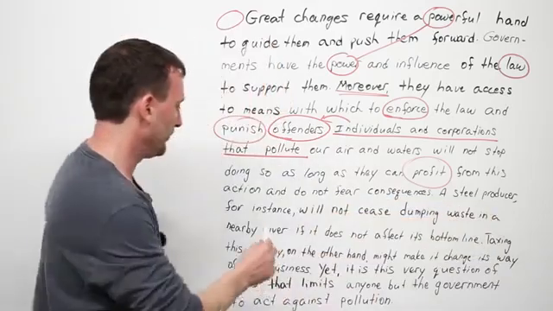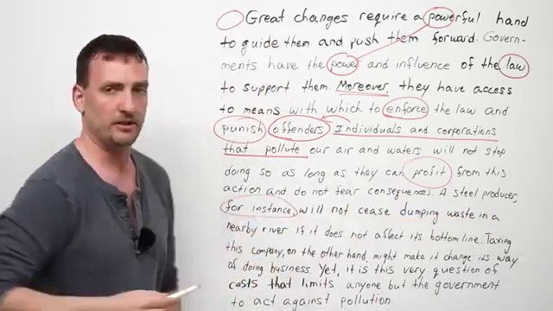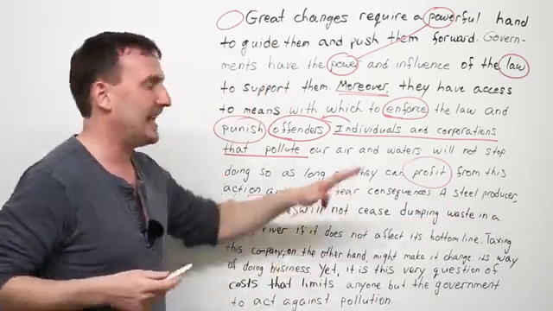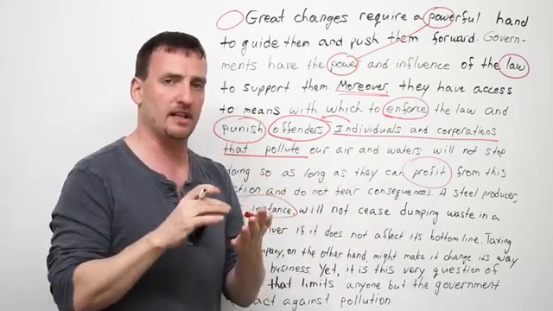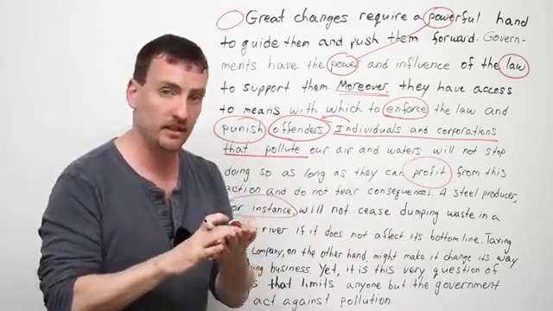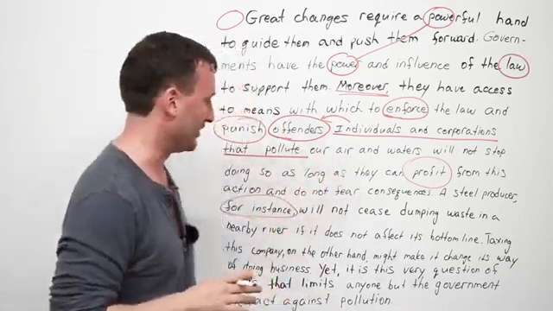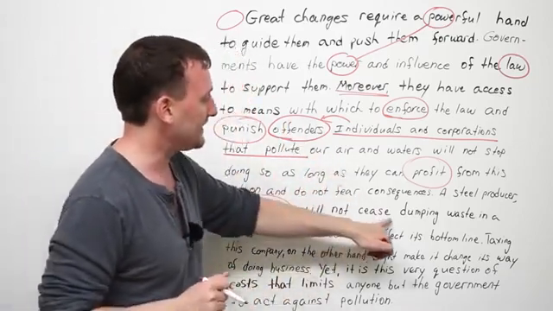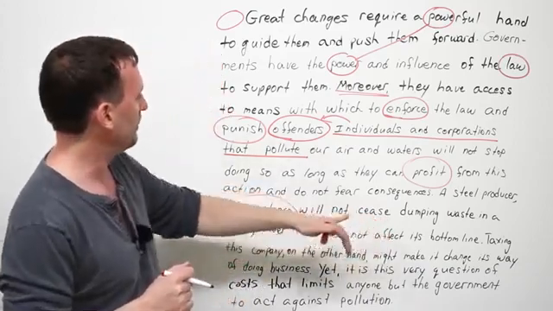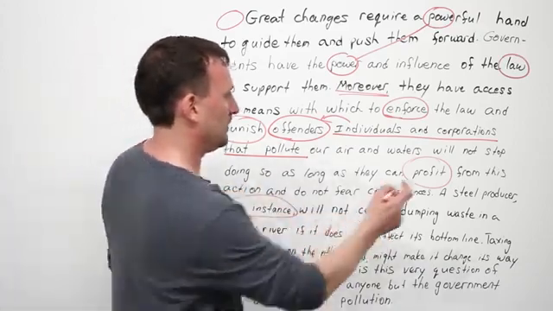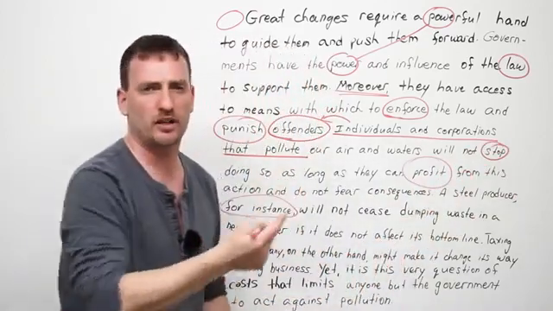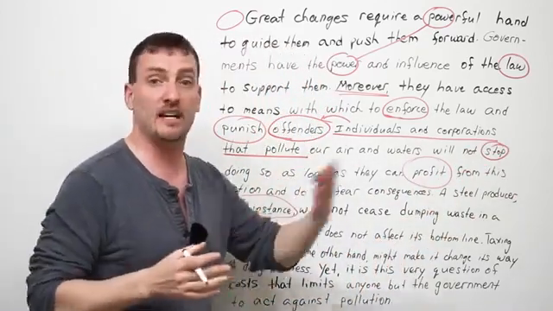A steel producer, for instance, I'm introducing an example. Okay? If you can introduce a real example, like the name of the steel company, even better. But I don't want to offend anyone. I'm keeping it a little bit more general. The steel producer will not cease. Now, before, here's the word stop. I don't want to use the word stop again. Why? Because I have other words.